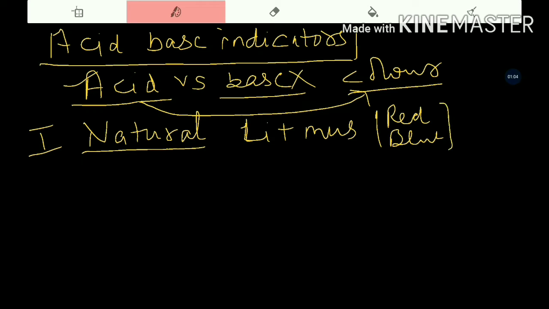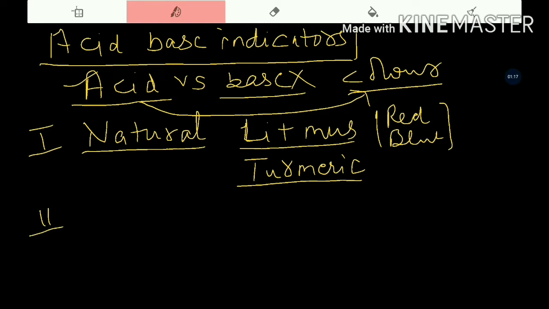The second natural indicator that we know is turmeric. Turmeric is available in every household, so we know what turmeric is. It is yellowish orange in color. So turmeric is again a natural indicator. Then we have synthetic indicators.